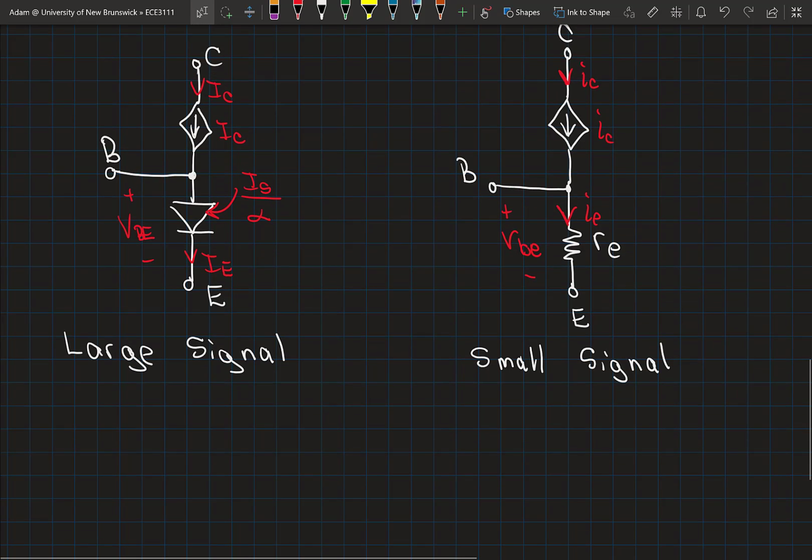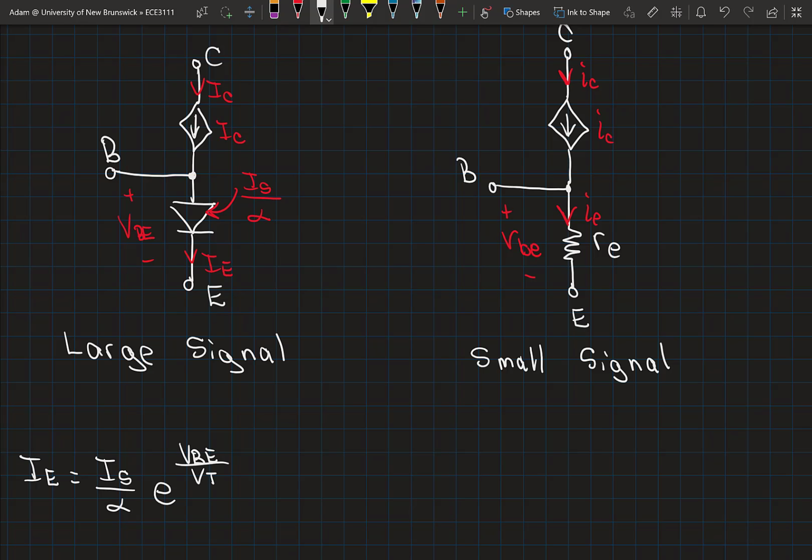So again, this large signal model, as we know, calculating the operating point, let's use the emitter current as an example, calculating the emitter current is not trivial, right? It involves this exponential, and we've seen the challenges in dealing with this nonlinear model. So large signal, our model is nonlinear.